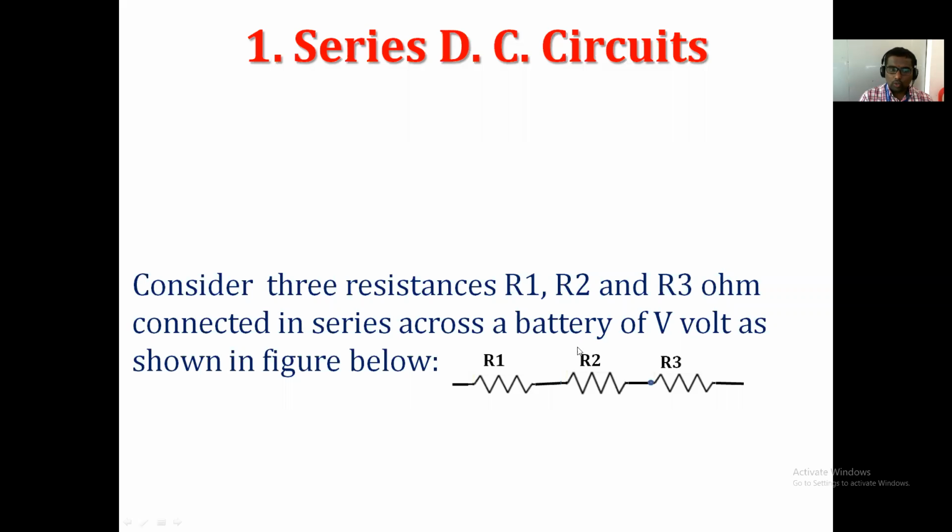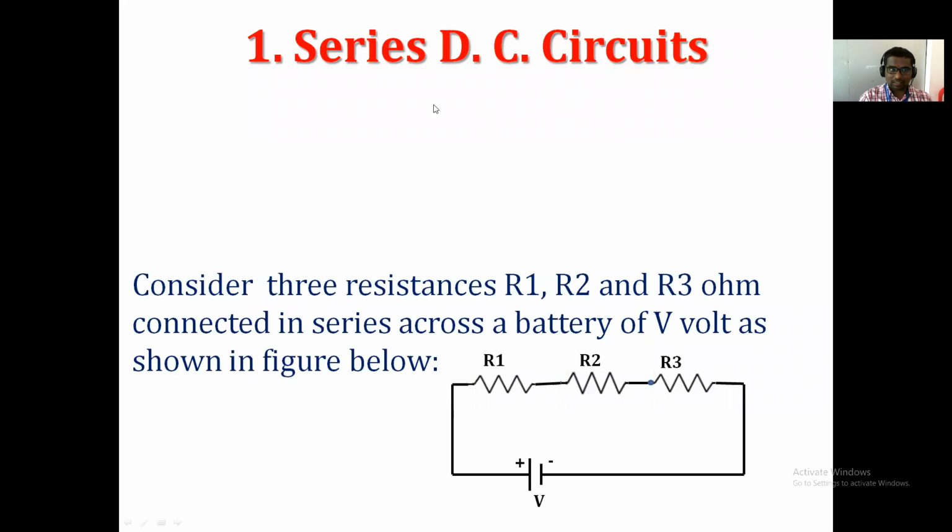And now, this is a series DC circuit. R1, R2, R3 are connected in series. Again, these are the two end terminals of this series circuit. And when these two end terminals are connected to the DC source, then this entire circuit is called a series DC circuit.